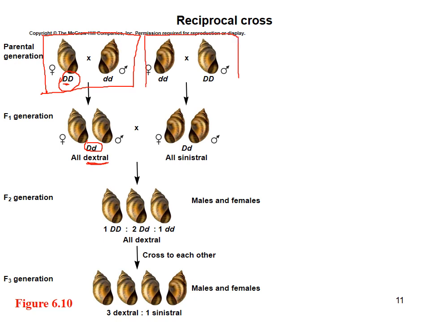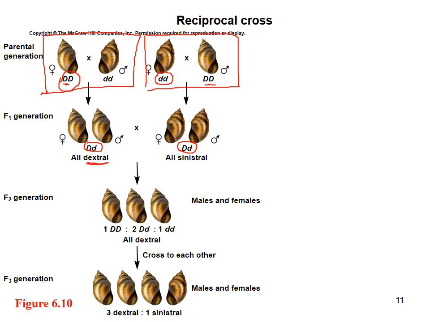So in our second scenario, we see that mom is going to be homozygous recessive, right? So she's coiling to the left, she's sinistral, and dad is going to be homozygous dominant. And once again, we do our Punnett square, and we see that all of our offspring are going to be heterozygous. Now look what's going to happen over here. We would expect that the dominant trait would show through, right? Because that's what Mendel is telling us.